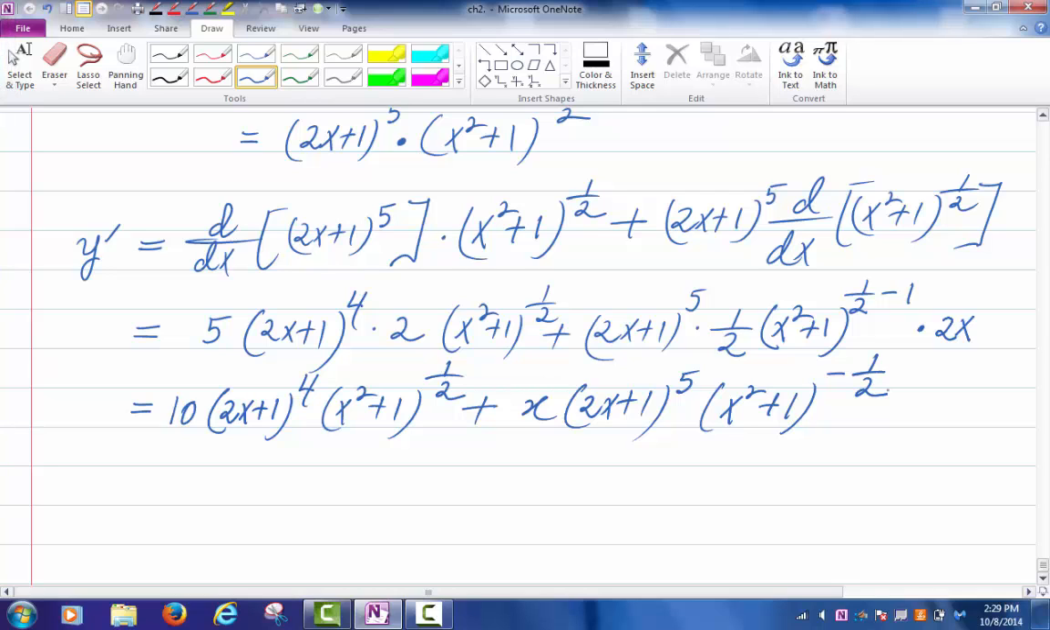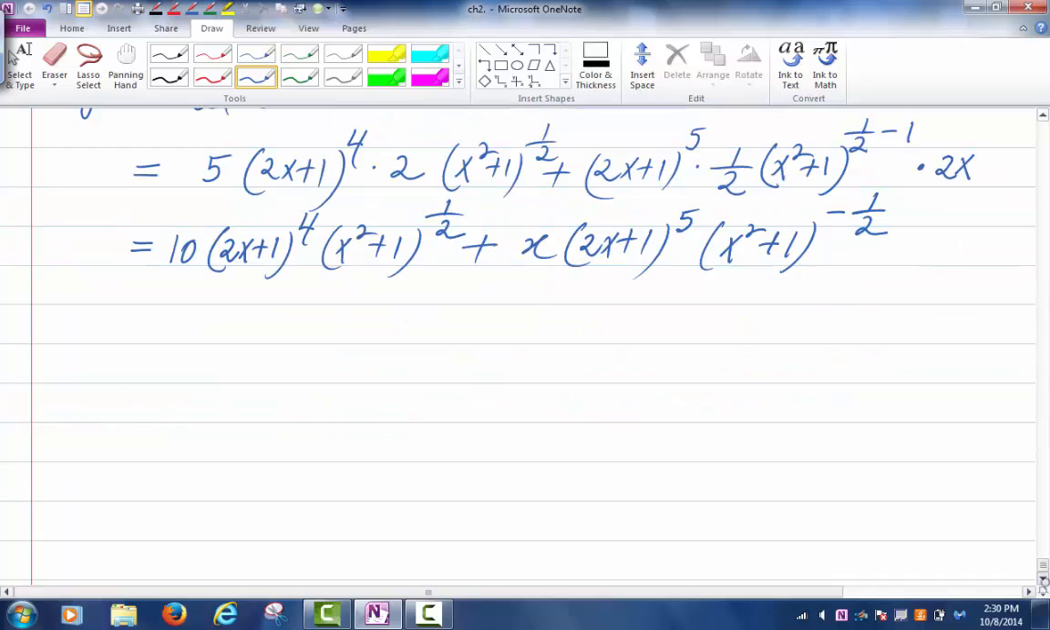You can leave your answer right here if I ask you to find the derivative only. However, later on in chapter 3, once you find the derivative, you also have to find the values of x for which the derivative is 0. And for that, you need to be able to simplify this expression. Now, how would you simplify this? Simplification here doesn't mean that you multiply out everything, okay?